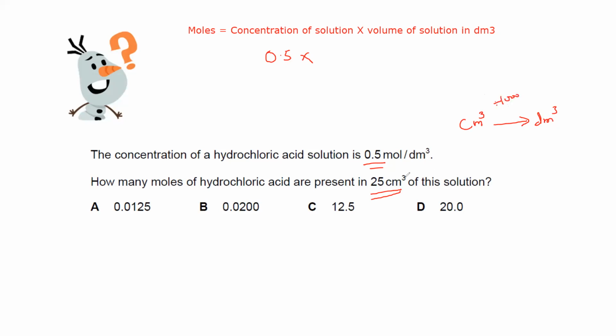So this 25 will be divided by 1000. 25 divided by 1000 is 0.025 decimeter cube. So always you have to convert the volume if you are using the formula that concentration times volume gives us the moles. So the volume will be 0.025. When we multiply 0.5 by 0.025, it will come out as A. Is this question clear?